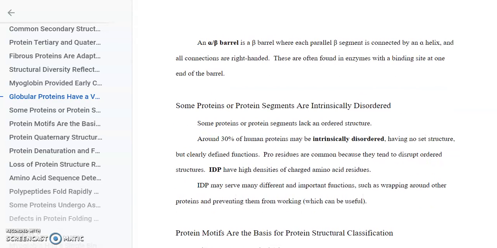An alpha-beta barrel is a beta barrel where each parallel beta segment is connected by an alpha helix, and all connections are right-handed. These are often found in enzymes with a binding site at one end of the barrel.